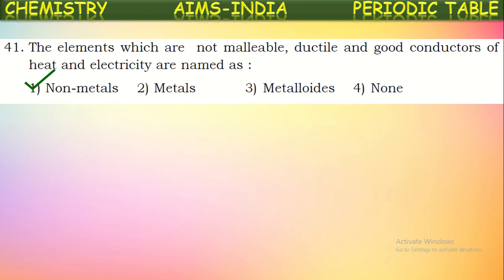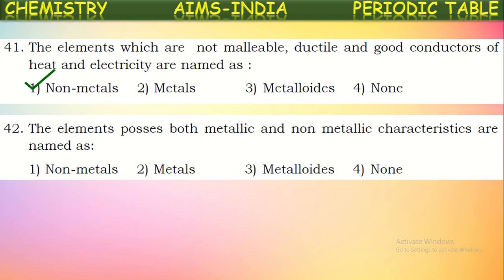Okay, next one. The elements which possess both metallic and non-metallic characters are named as what? Yes, some elements can possess the properties of both metals as well as non-metals. Such elements are called metalloids. For example, silicon, germanium: these elements possess the properties of both metals and non-metals. Hence they are called metalloids.